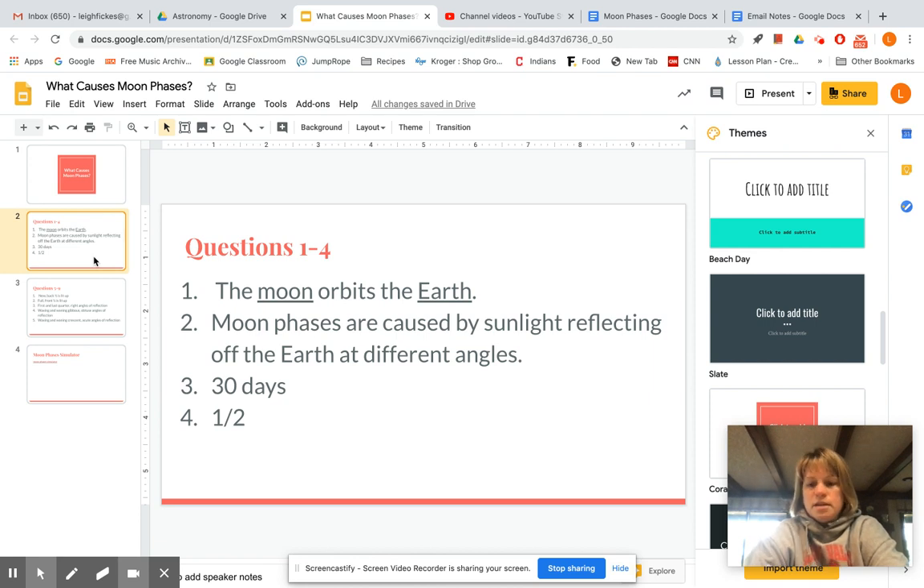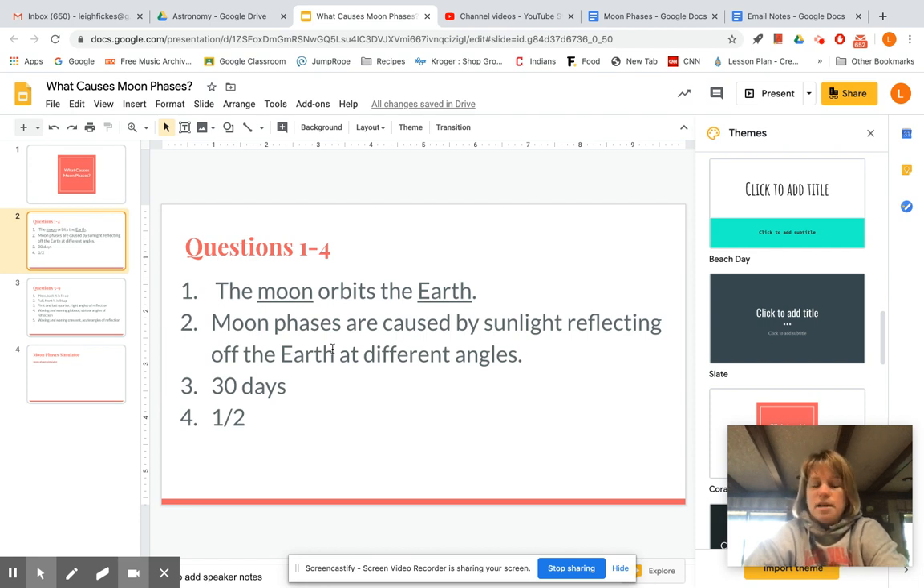And then here's the deal. The moon does not make its own light. If someone ever asks you to go for a romantic walk in the moonlight, you need to run. They are not showing good science. There's no such thing as moonlight. So here's question two, right from the song. Moon phases are caused by sunlight reflecting off the moon at different angles.